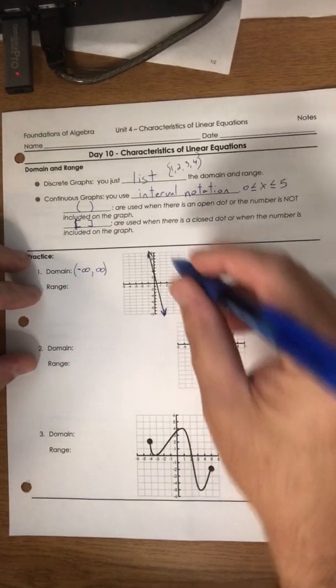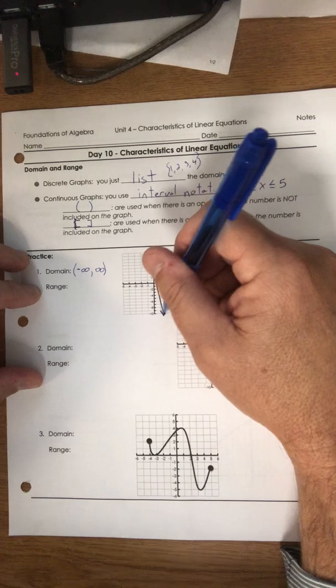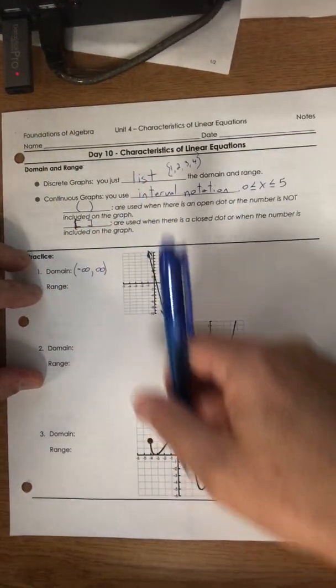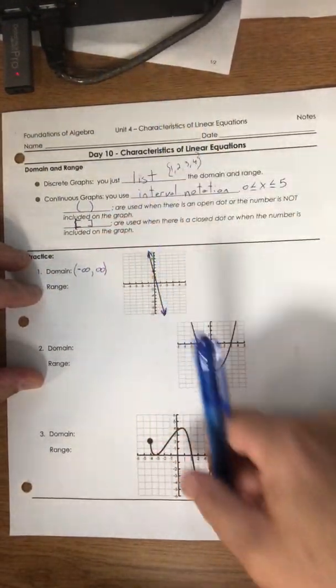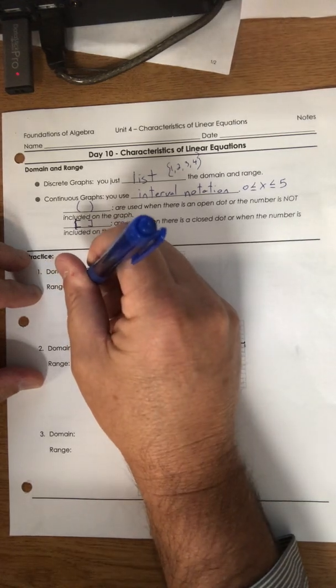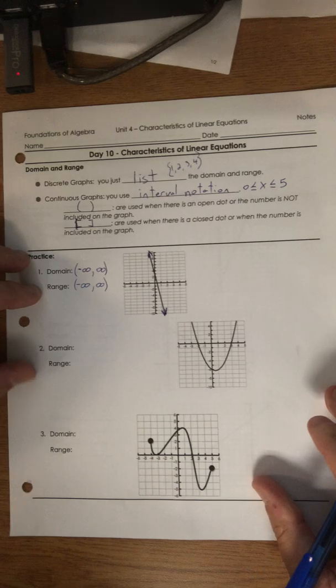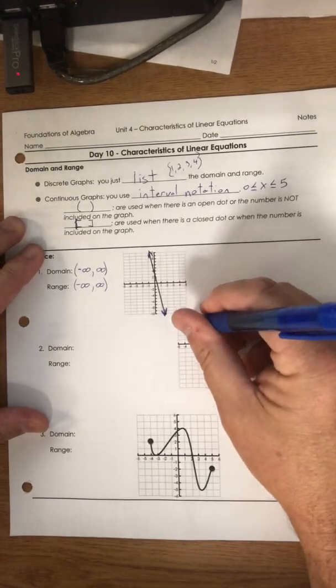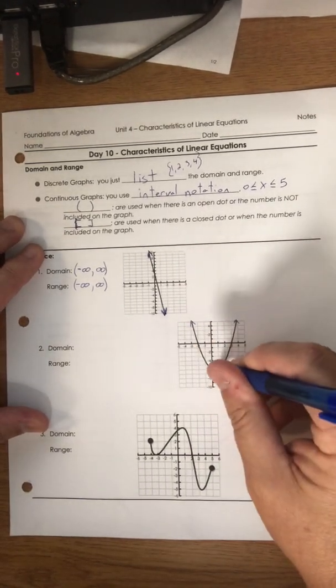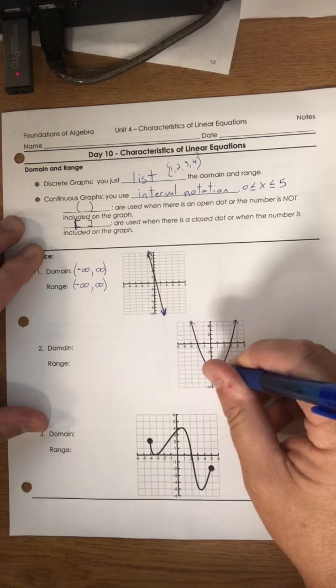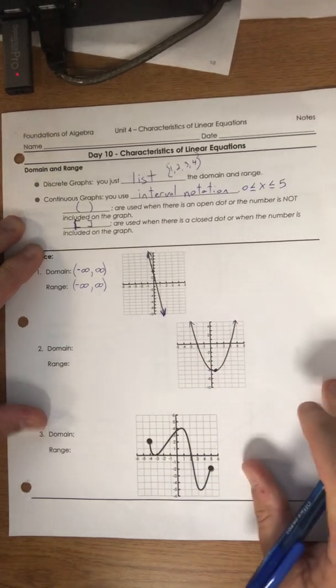Now the range is a lot easier to see on this one. This arrow is pointing down. Well, my negative numbers are down and it's never going to stop. So my range is going to be negative infinity to positive infinity. Now this one's a little different. My domain and range are not going to look alike.